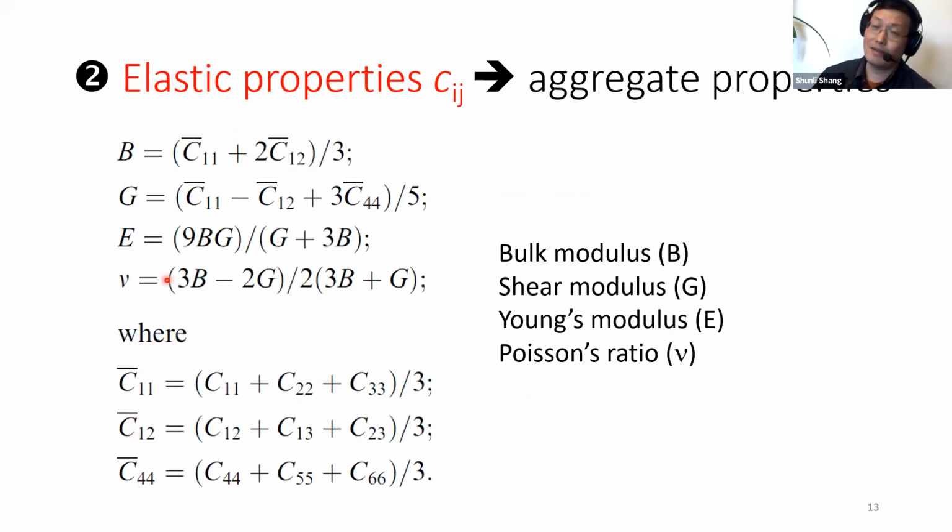This prediction is for single crystals, and for polycrystals, we can easily get the properties based on the single crystal properties Cij, such as the bulk modulus B, the shear modulus G, Young's modulus, and the Poisson's ratio, based on these simple equations.